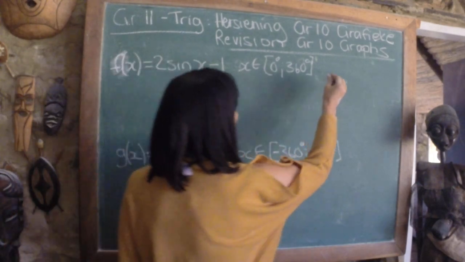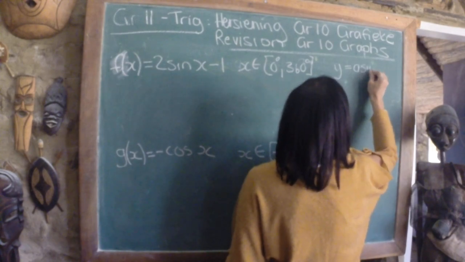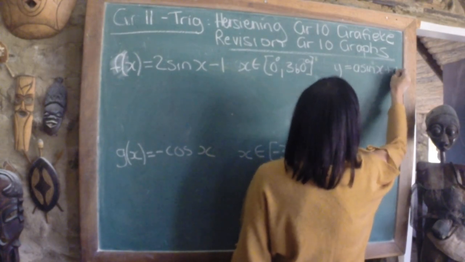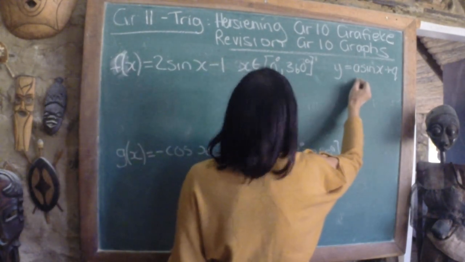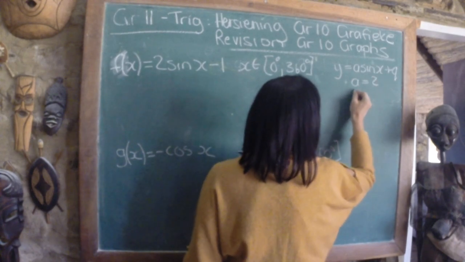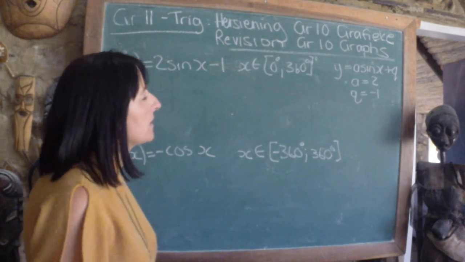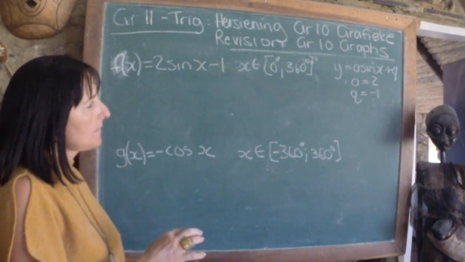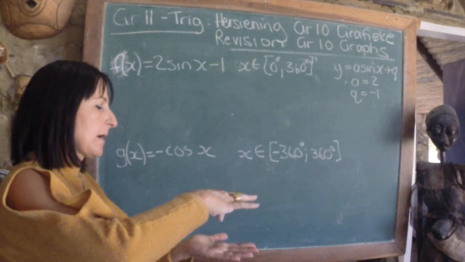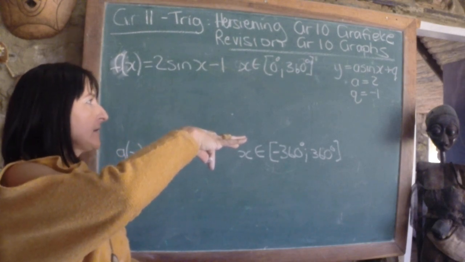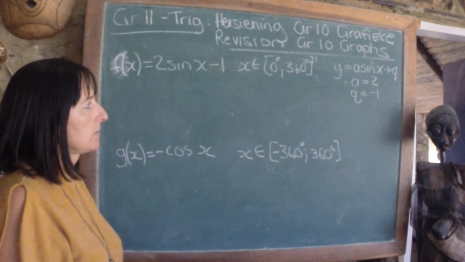So as ons gaan kyk na ons standaard funksie, y is gelyk aan a sin x plus q, dan sien ons die a waarde is 2 en die q waarde is minus 1. This means that this graph got an amplitude enlargement, hy het so uitgesit, and it shifted 1 unit downwards. Dit is wat dit beteken.